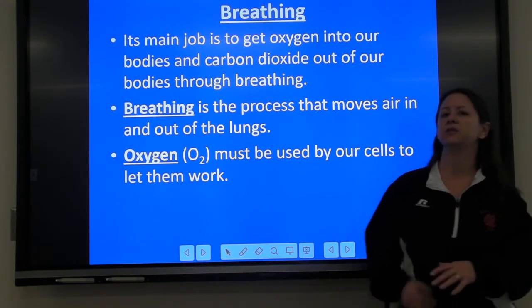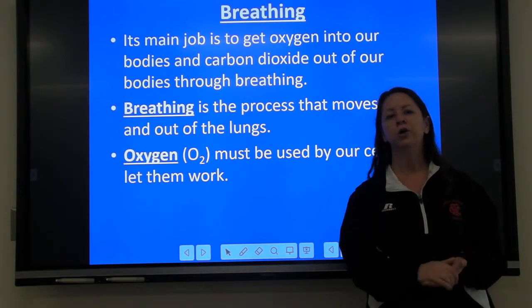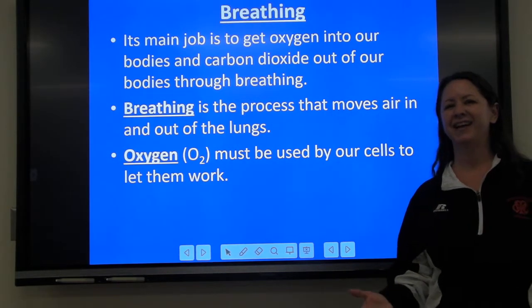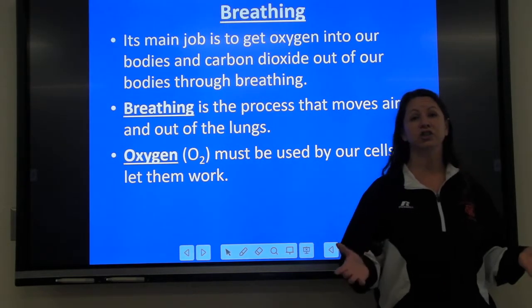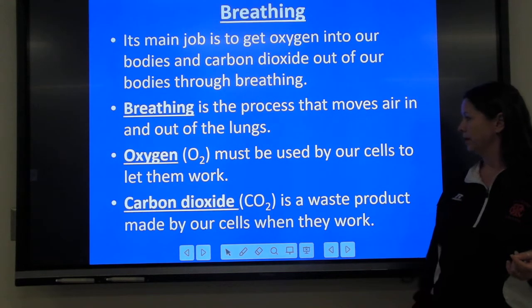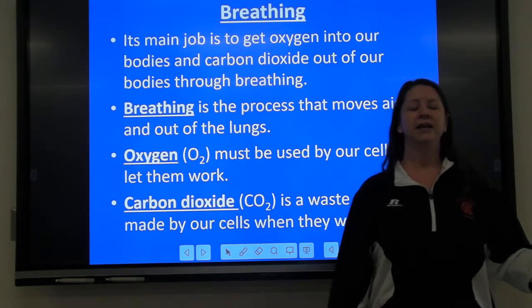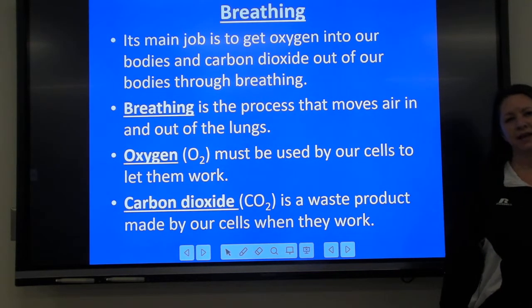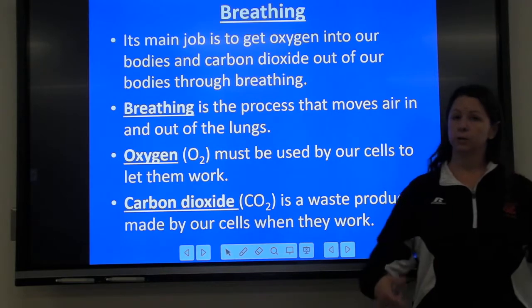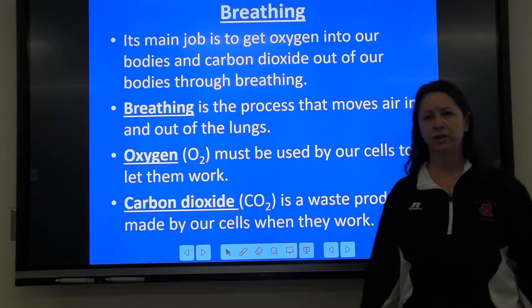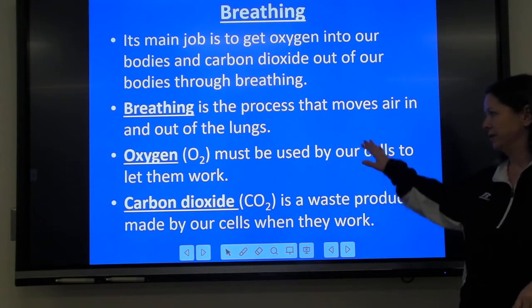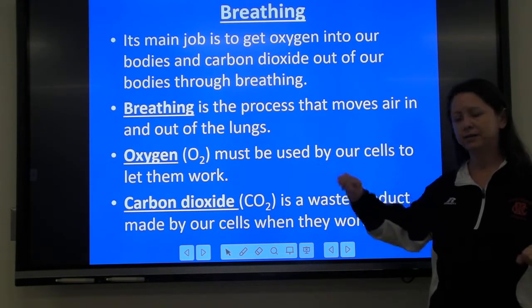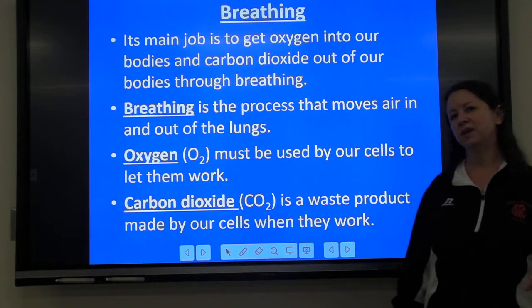If you remember back to our cells unit, cellular respiration, okay, how our cells make their energy. Okay, they got to use oxygen to do that. All right, and carbon dioxide is the waste product that is created when our cells do cellular respiration. And so that waste product, we got to get that out of our body. So we got to get the oxygen into the cells, and we got to get the carbon dioxide out.